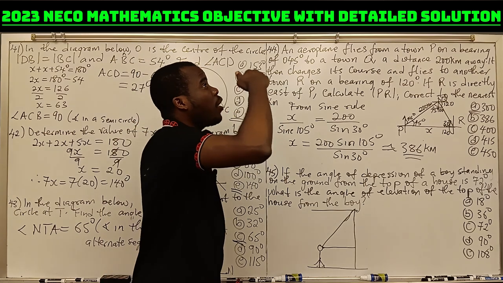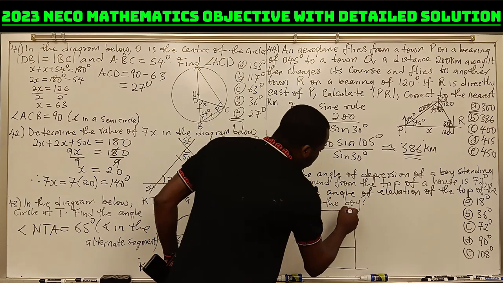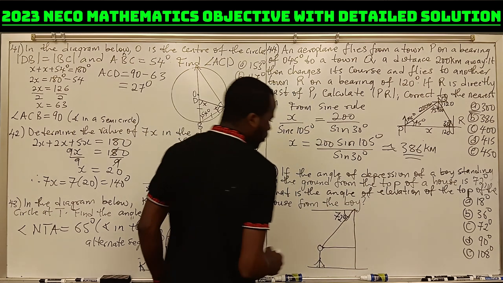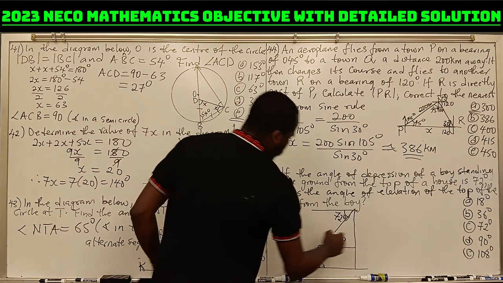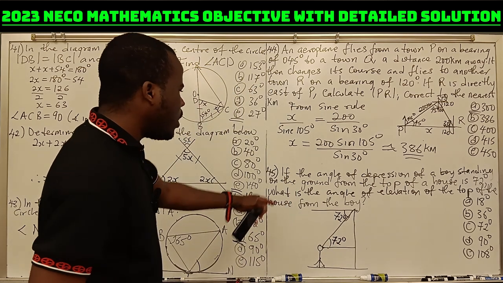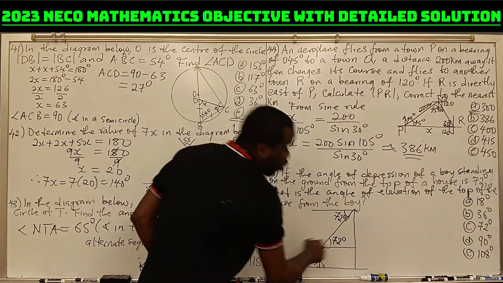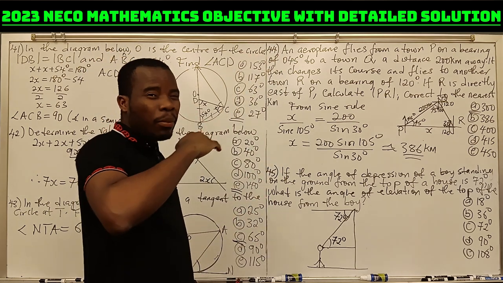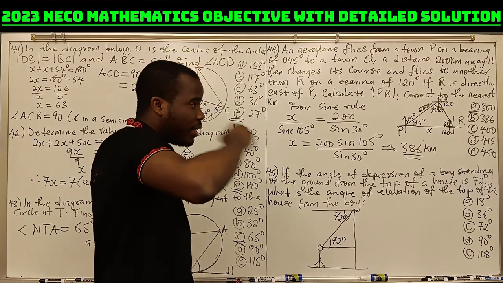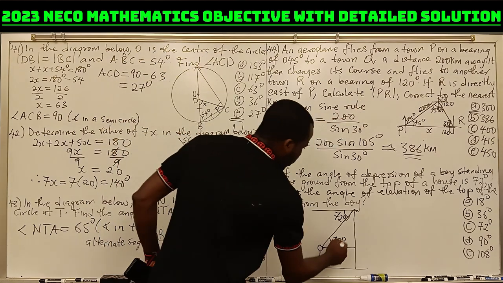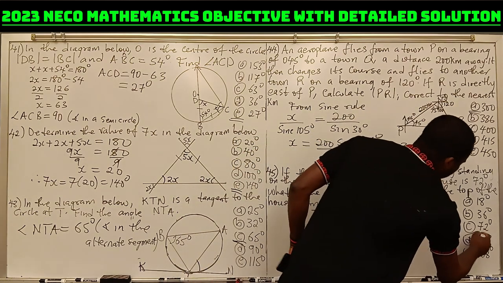Angle of depression is the angle facing down from the top of the house to the horizontal. So this is the angle of depression, 72 degrees. And from alternate angles, this is 72 degrees also. What is the angle of elevation of the top of the house from the boy? The angle of elevation will be the angle between the boy's eye and his normal eye level, which is 72 degrees. So the answer is 72 degrees, which is C.